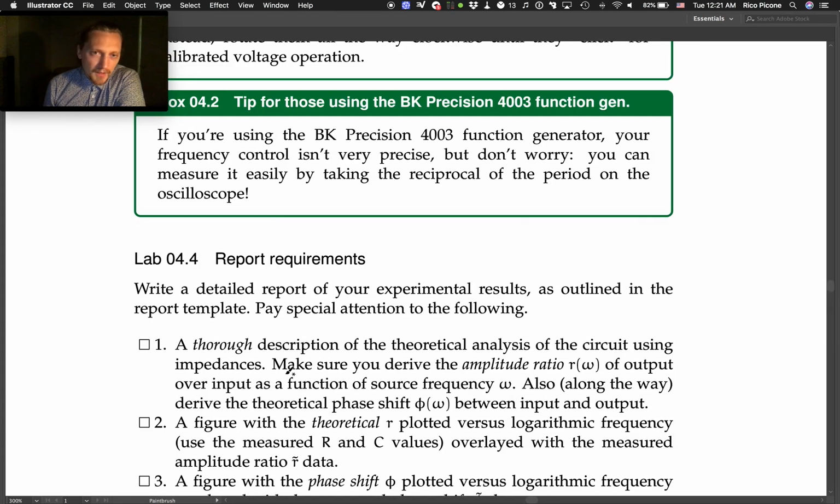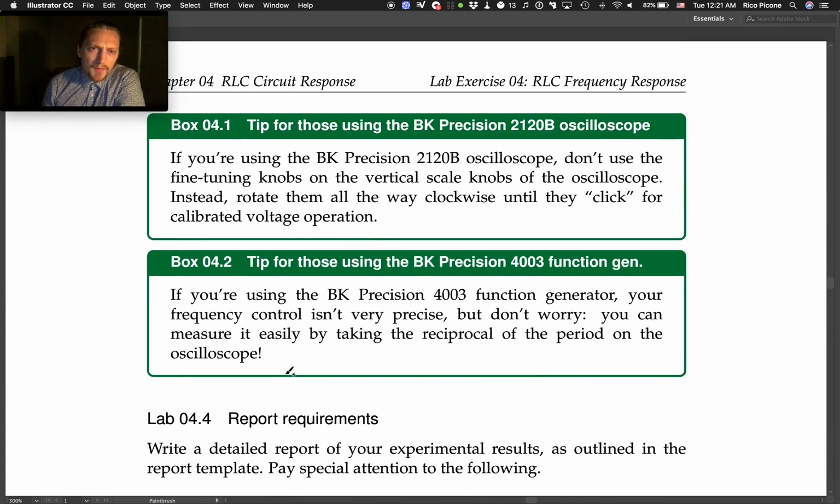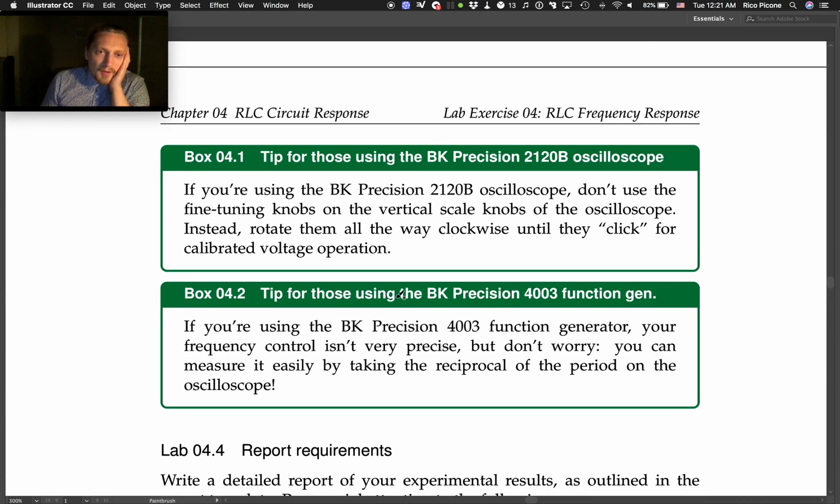Okay, that's all for that. And then tips. These are just tips for the BK, for the older oscilloscope. Don't use the fine tuning knobs on the vertical scale. Turn them all the way clockwise until they click for calibrated voltage operation.